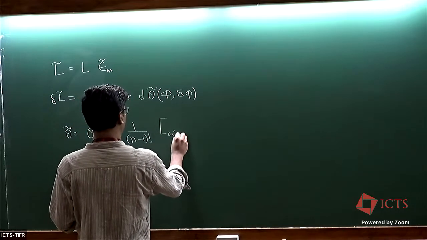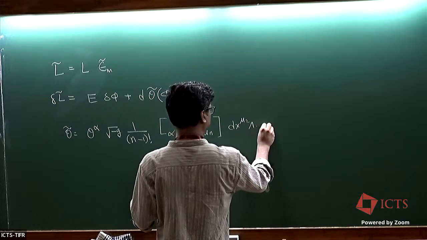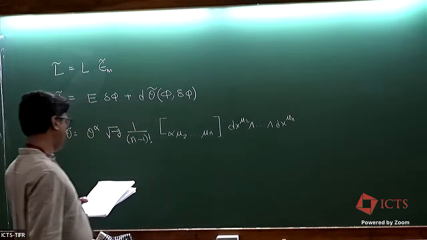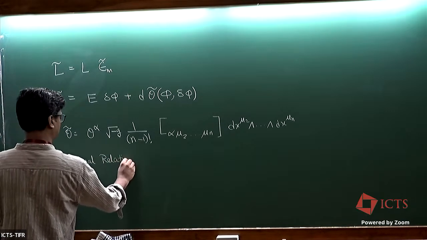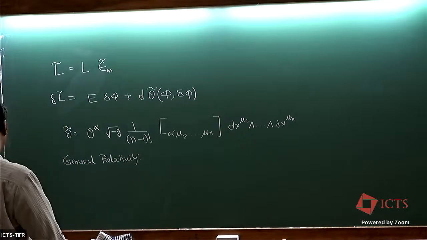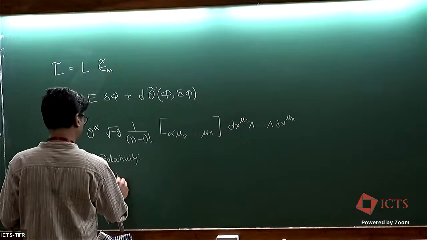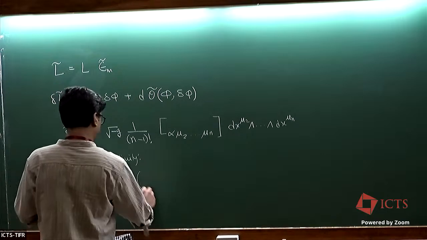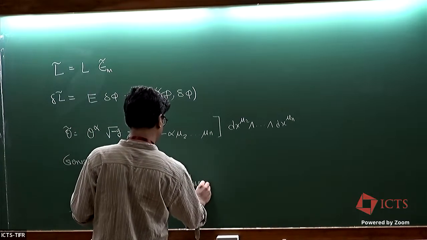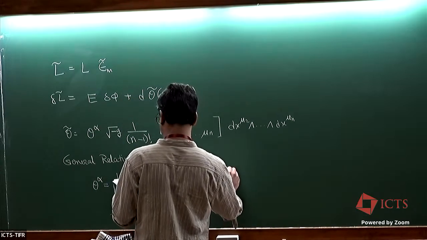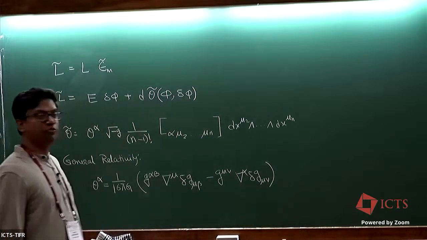This is my notation, alpha mu 2 dot dot mu n, and then the wedge product dx mu 2 wedge dx. Okay, and for general relativity, we have done the calculation yesterday, and we have shown that this theta alpha, this quantity is given by 1 by 16 pi G. Let us keep these factors, they're important. Then g alpha beta del mu delta g mu beta minus g mu nu del alpha delta g mu nu. Okay. This is something we have derived.